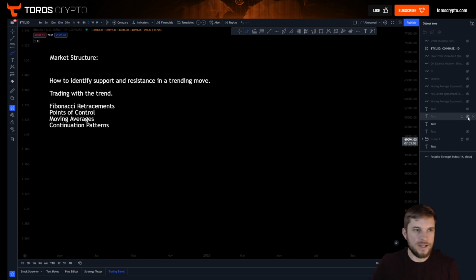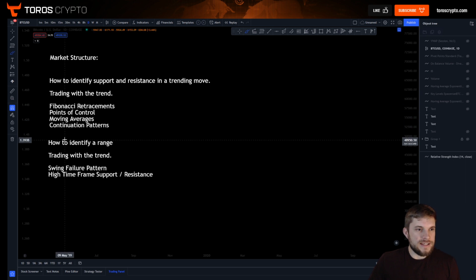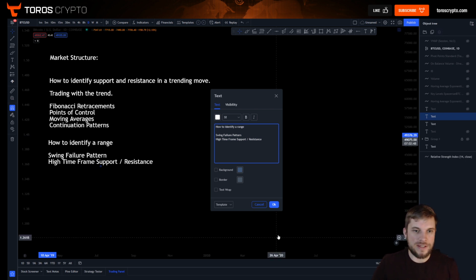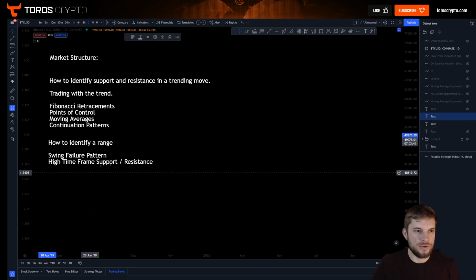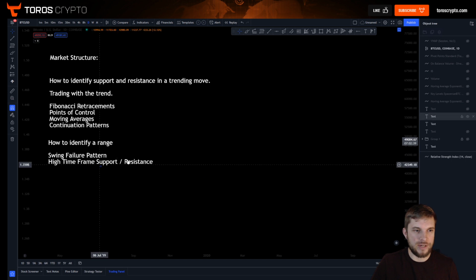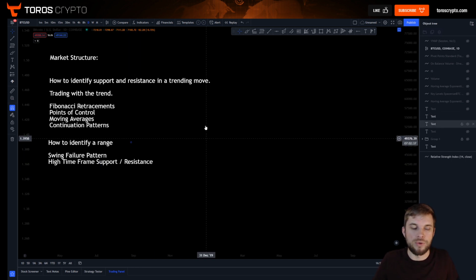Okay, then what we're looking at is how to identify a range. On this you are looking for things like your swing failure patterns or your high time frame support and resistance. So this isn't actually trading with the trend. But if you can identify a range, the swing failure patterns and the high time frame support and resistance become really quite important on these ranges.